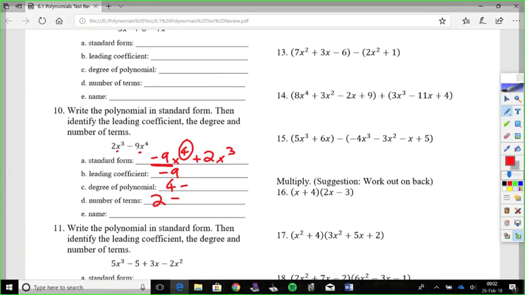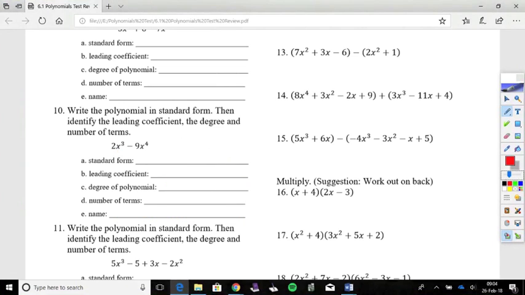Let's go ahead and name them. 4th degree, we call it quartic. 2 terms, we call it binomial. So we're going to put those together in our full name, quartic binomial. All right, I'll leave you guys to do number 11 on your own.